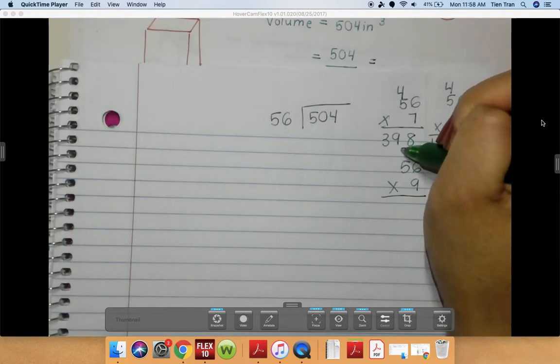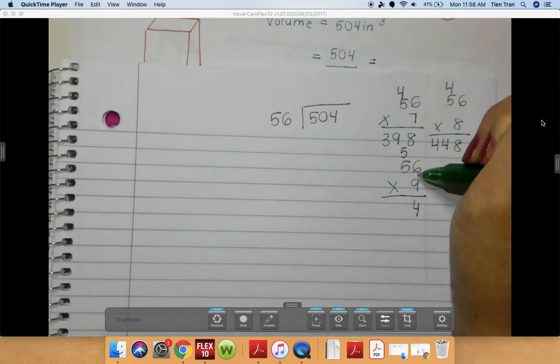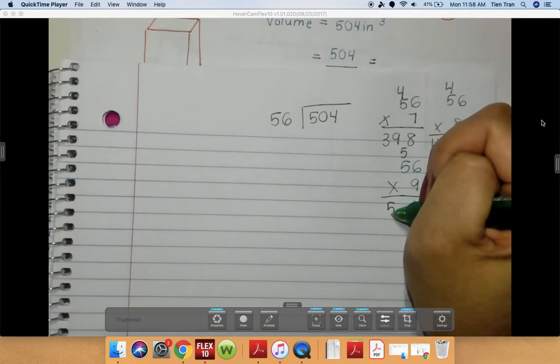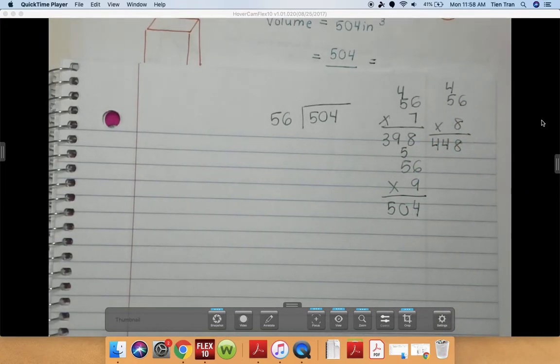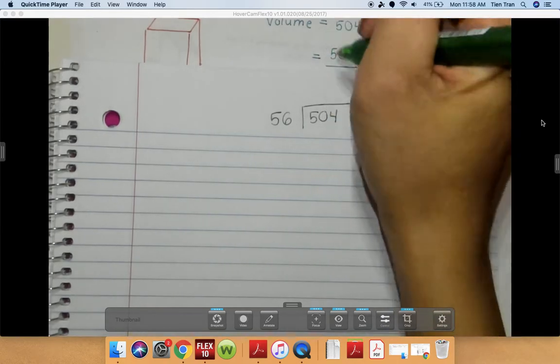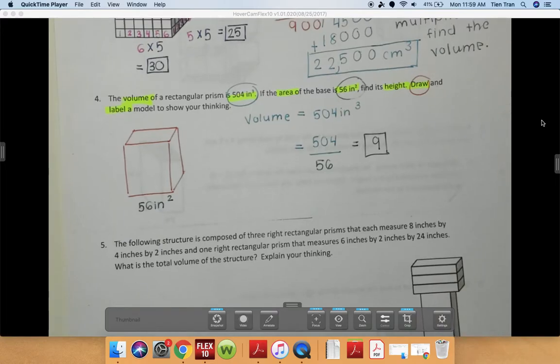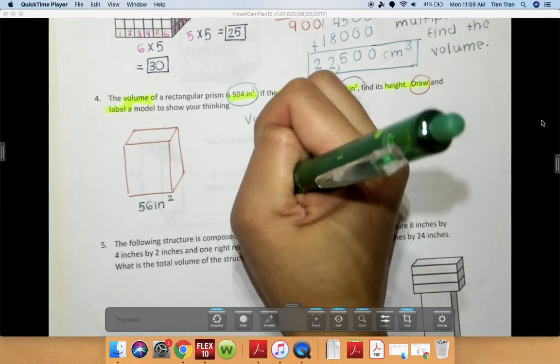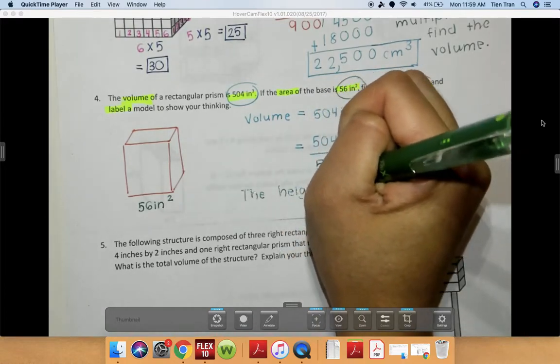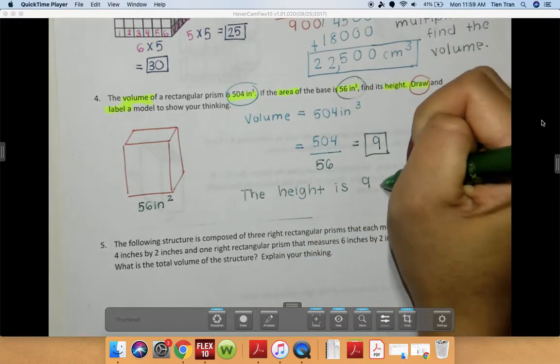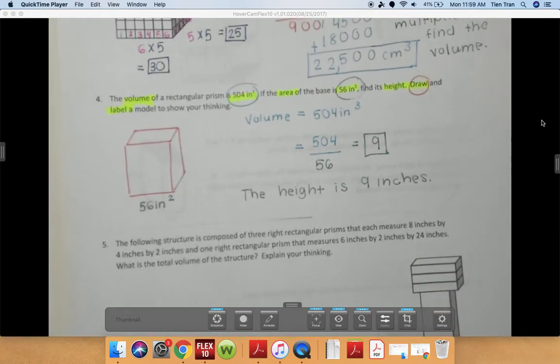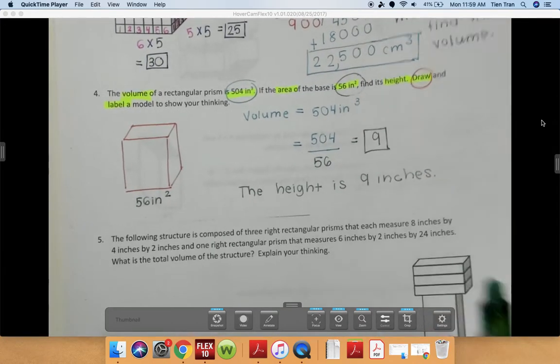6 times 9 is 54. 9 times 5 is 45 plus 5 is going to give me 504. So that gives me exactly the same measurement. So what I'm going to use is 9. 9 is going to be my height. So I'm going to put h is equal to 9. Okay? So the height is 9 inches. So you just need to divide for that problem.